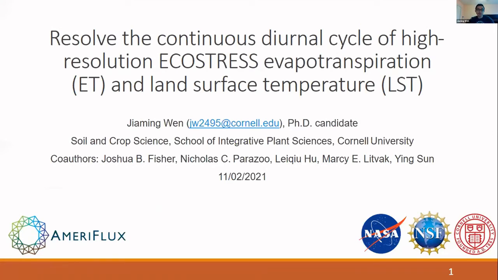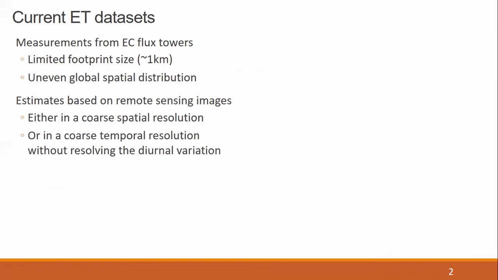Today, I'd like to introduce our recent work of resolving the continuous diurnal cycle of high-resolution ECOSTRESS ET and LST. Today, there are actually a bunch of ET data sets, for example, the measurements from eddy covariance flux towers or estimates based on remote sensing images. However, all of them have limitations. For example, the flux tower is a point measurement with limited footprint size and uneven global spatial distribution. And the remote sensing based estimates, although with global coverage, are usually in a coarse spatial resolution or coarse temporal resolution without resolving the diurnal variation.